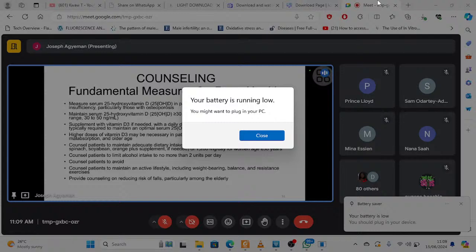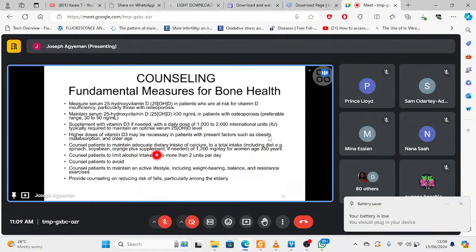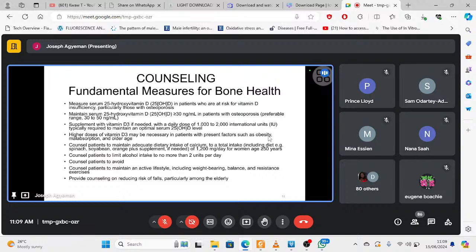So for example, you have high calcium containing diet like spinach, soya beans and oranges and whatever. The target is to provide such individuals with at least 1,200 milligram of calcium per day, especially those above 50 years. They are at increased risk. Your target for vitamin D is between 1,000 to 2,000 units per day.